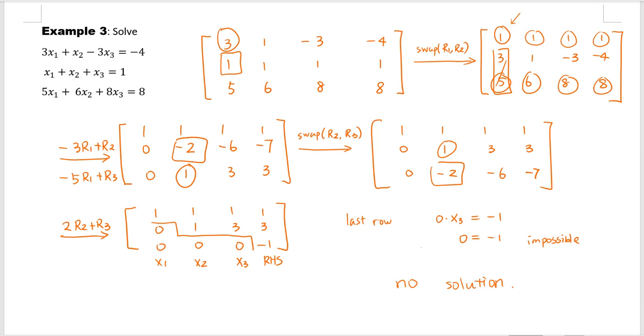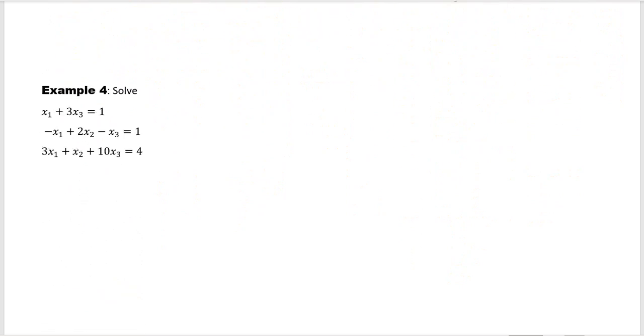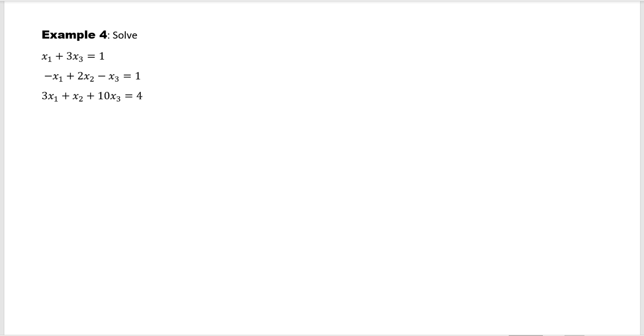So in example 2, we talked about a unique solution. In example 3, we talked about no solution. You guess what? In example 4, we should see infinitely many solutions, right? Okay, let's see whether we get that. You can pause the video and try to work on the problem, and then you can continue to play the video.